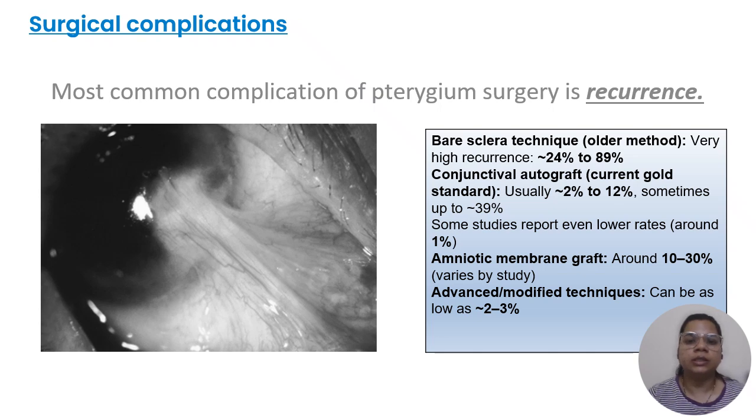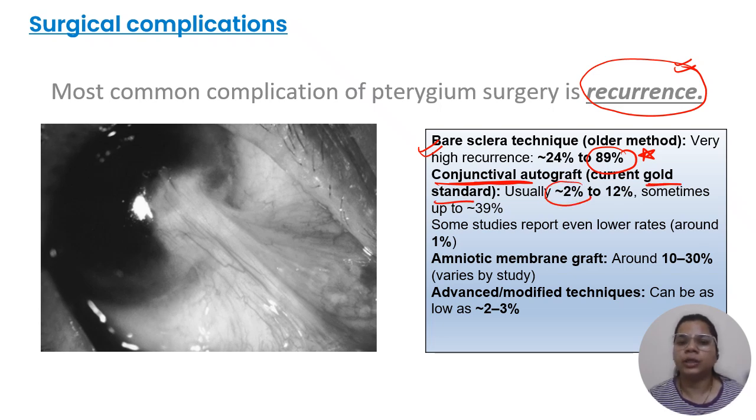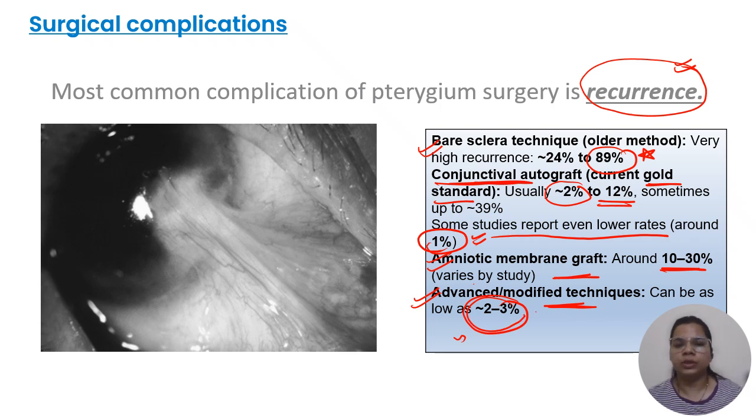As we have already discussed, the most common complication of pterygium surgery is recurrence. The bare sclera technique has up to 89%. Conjunctival autograft is a good technique, the current gold standard, with approximately 2 to 12%. Some studies report even lower rates at around 1%. Next is the amniotic membrane graft, which has around 10 to 30%. And the other advanced modified techniques which we have discussed have a recurrence rate of approximately 2 to 3%.